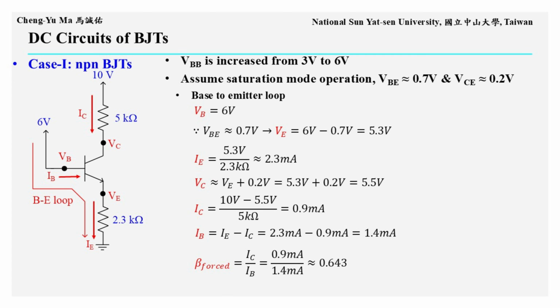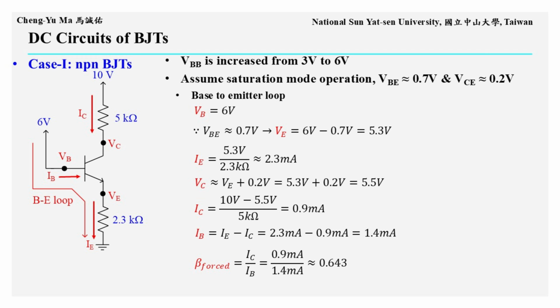First, VB is directly connected to the 6-volt source, so VB equals 6 volts. Since VBE is approximately 0.7 volts, VE equals 6 volts minus 0.7 volts, which is 5.3 volts. Then IE equals VE over RE, or 5.3 volts divided by 2.3 kiloohms, which gives 2.3 milliamperes.